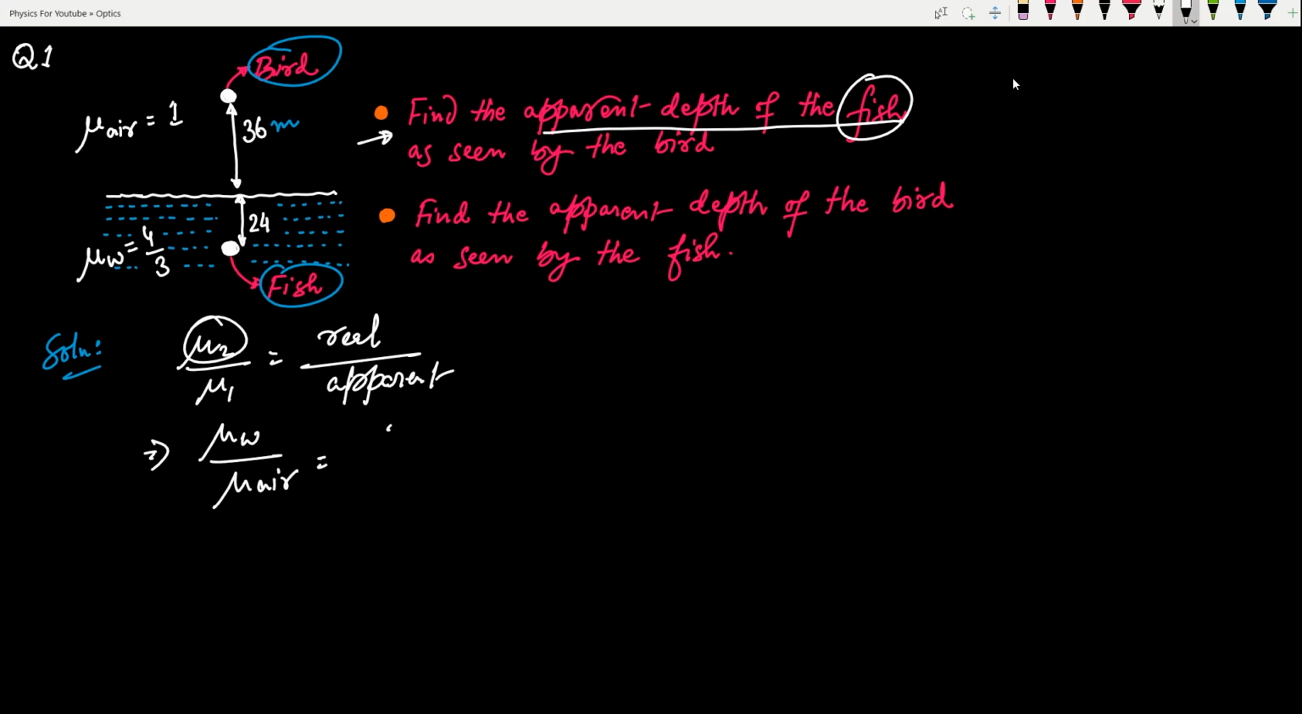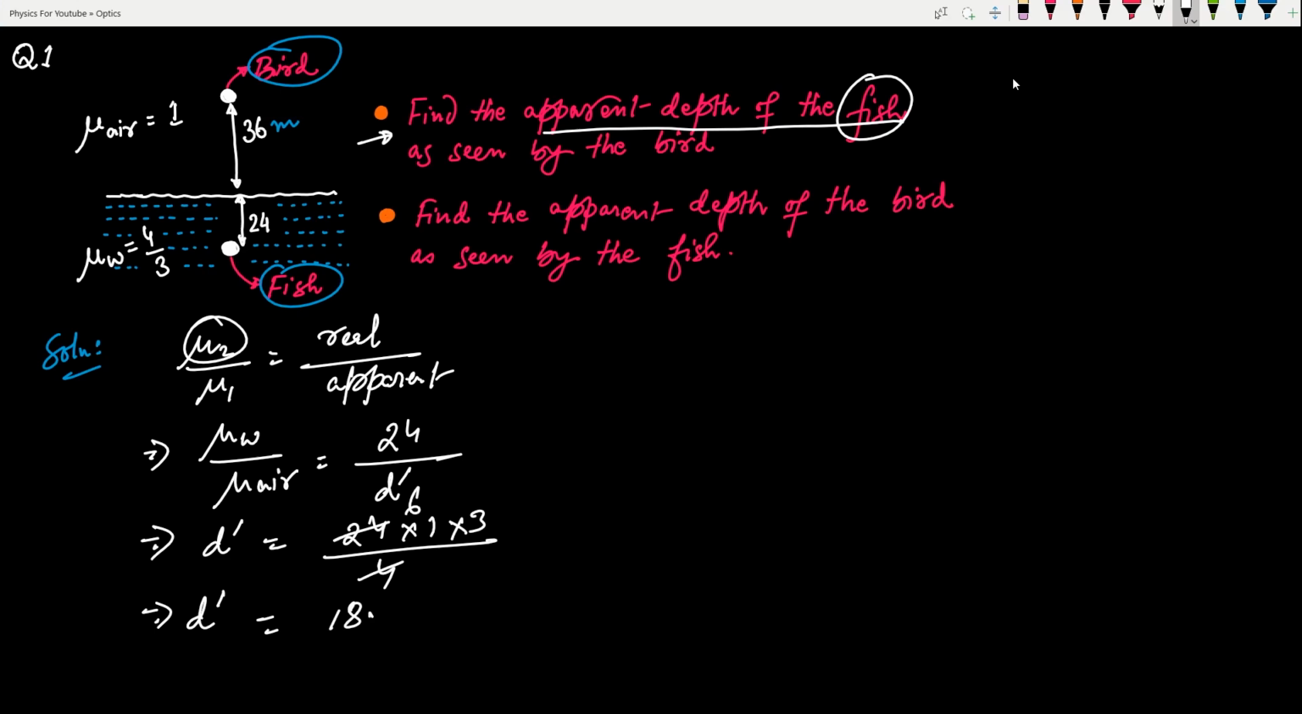Now real depth, it's given that it is 24. We need to find out the apparent depth d dash. Therefore d dash is equal to 24. Now the refractive index of air is 1 and the refractive index of water is given by 4 by 3. So this will be 3 and this will be 4. Simple as that. Now if we solve this, we will get d dash as 18 meter. So 18 meter is the apparent depth of the fish.